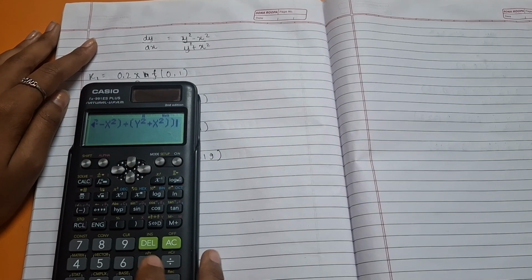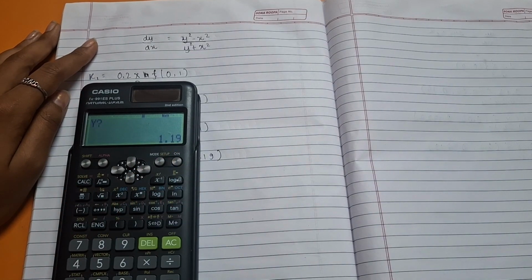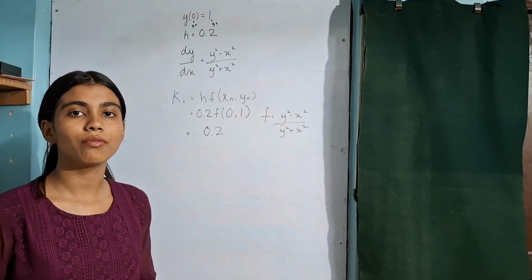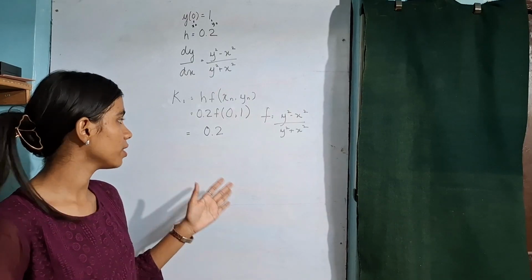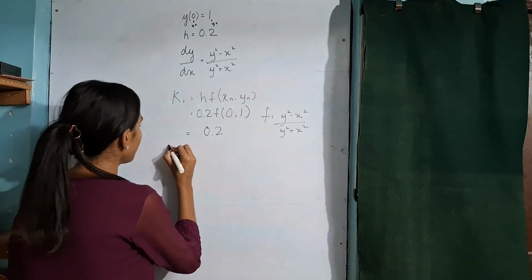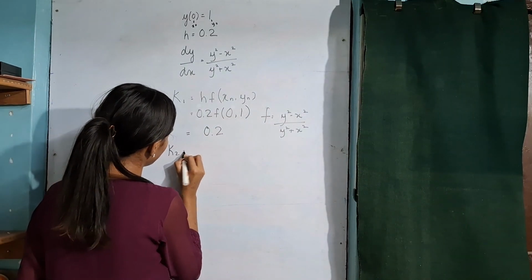Now after you write the equation, press the calculate button. It will ask for the value of y. Your value for y is 1 and your value for x is 0. So your answer is going to be 0.2. So I hope you got to know how we put the values in the calculator, and we got the value 0.2. Now in the same way we are going to solve it for k2.